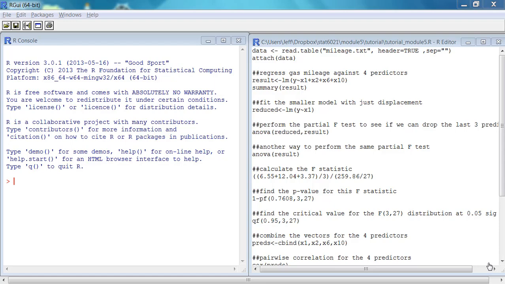Okay, so in this tutorial, we'll go over how to conduct the partial F-test using R and how we could detect multicollinearity using R. So we'll be using the gas mileage data set. Data comes from 32 automobiles, and for this example, I just randomly selected 4 predictors. So it may not be the most obvious choices that I make.